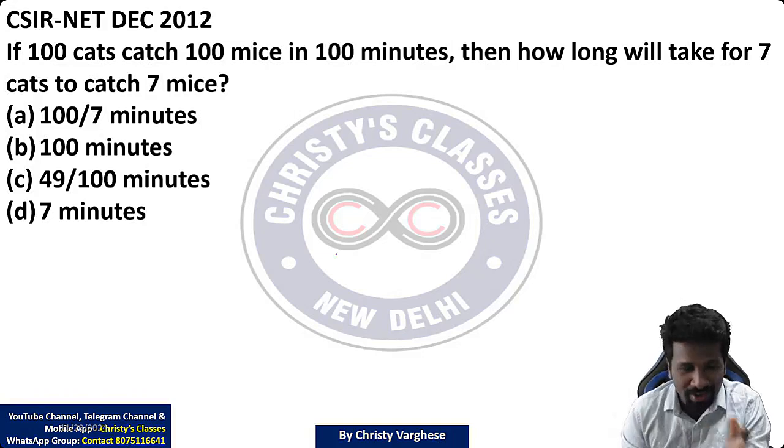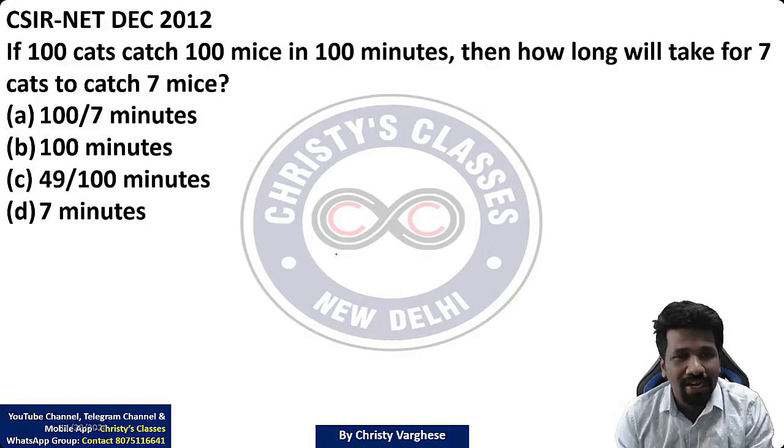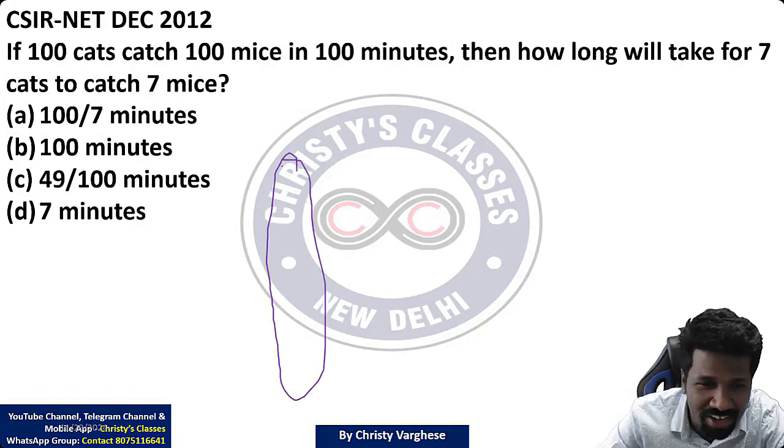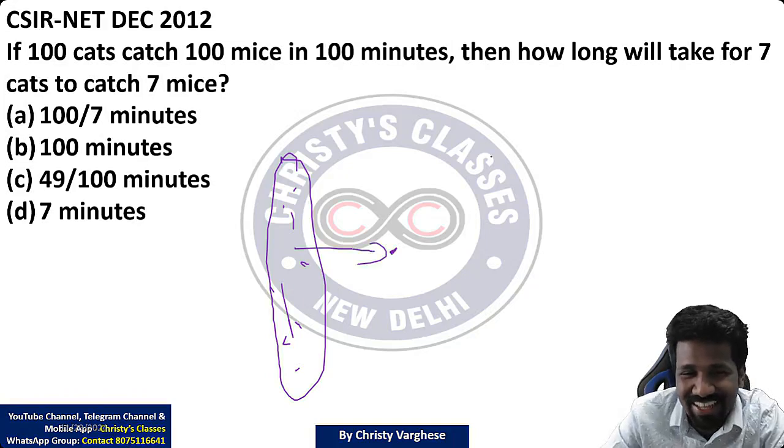Here also 100, 100, 100 means 7, 7, 7 hona chahiye na? No. Why? Because 100 cats catching 100 mice, it is not like first all the 100 cats will decide, we will catch the first mouse, then the next mouse, then the next mouse. That is not the idea at all.